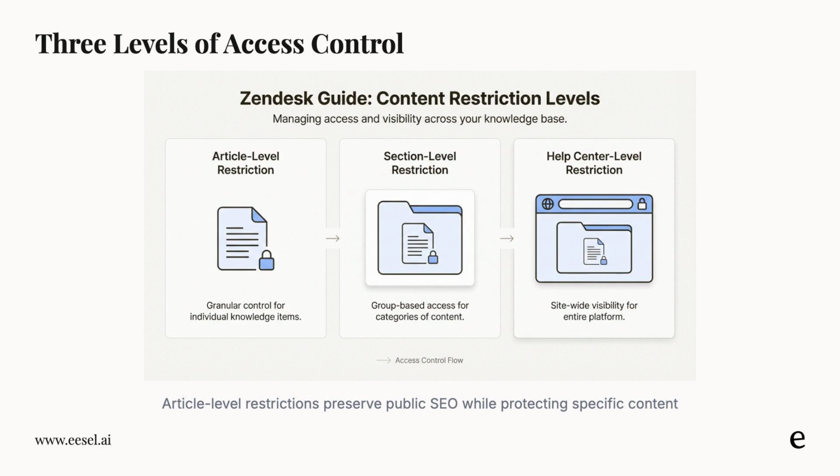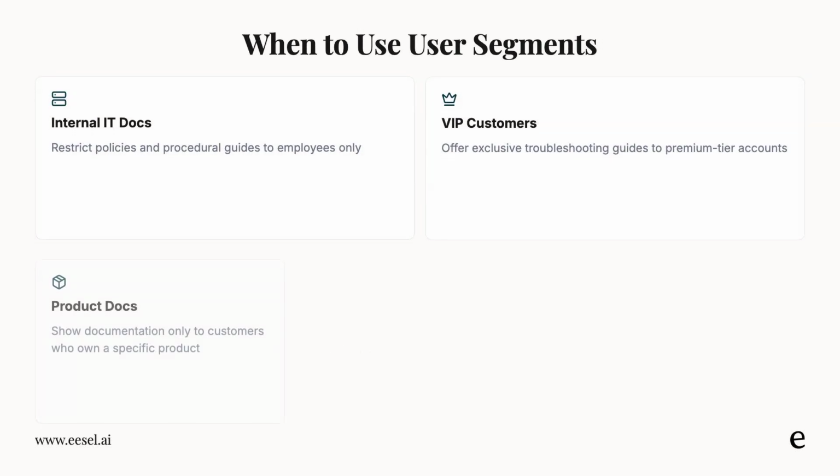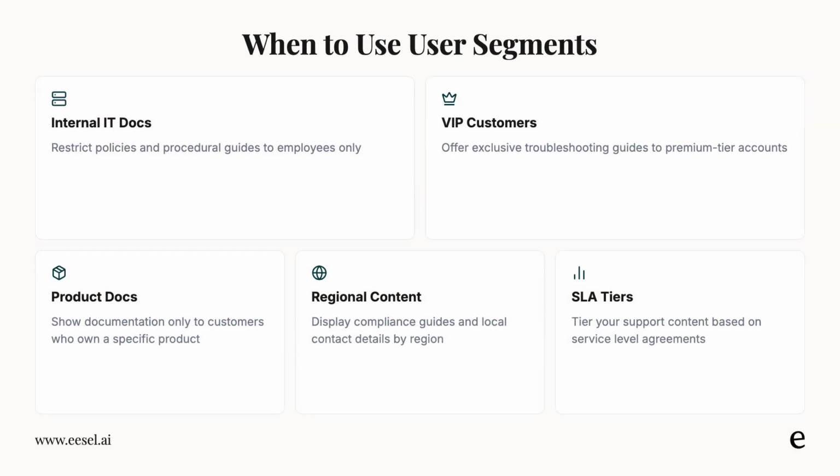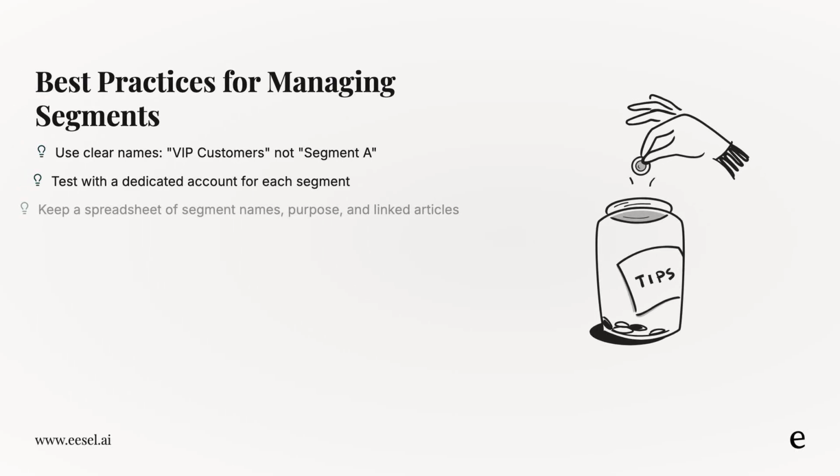User segments shine in 5 practical scenarios: locking internal IT documentation to employees, giving VIP customers access to exclusive troubleshooting guides, showing product docs only to owners of that product, serving region-specific compliance content, and tiering documentation based on service-level agreements. A few things to get right before you scale.